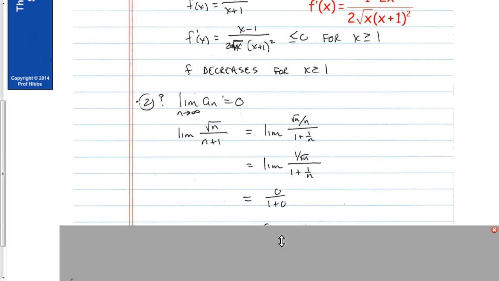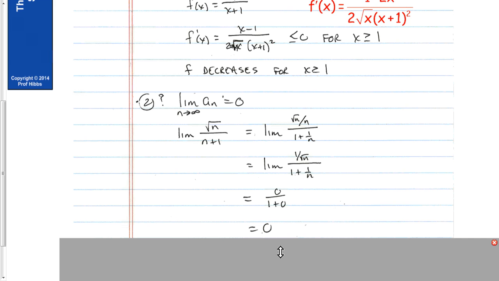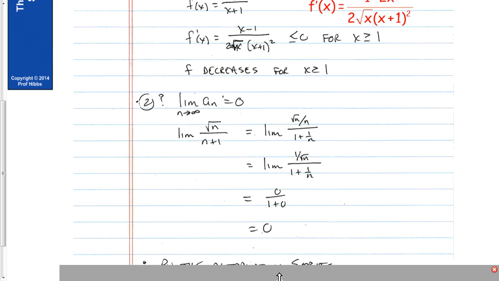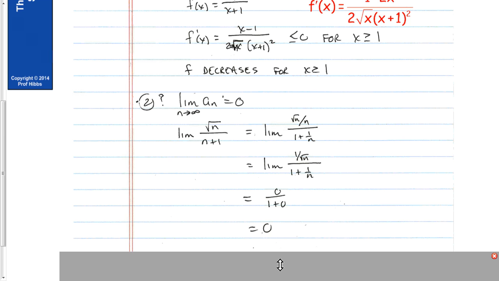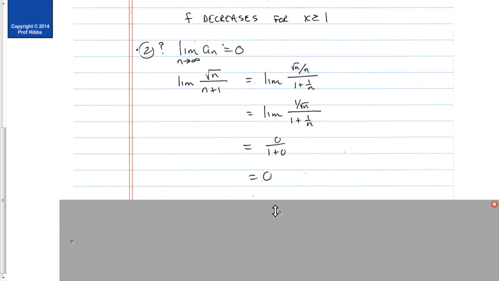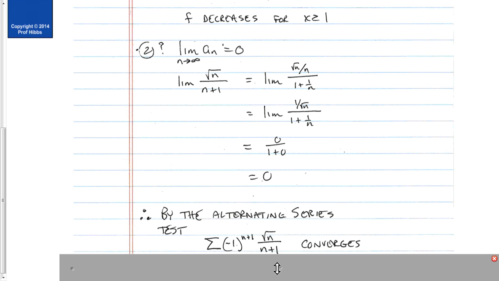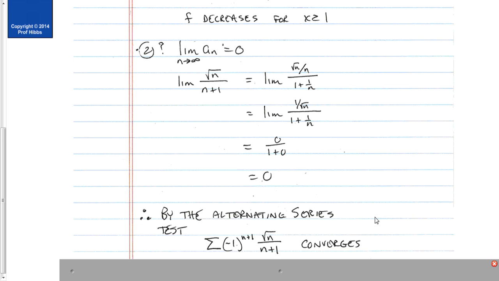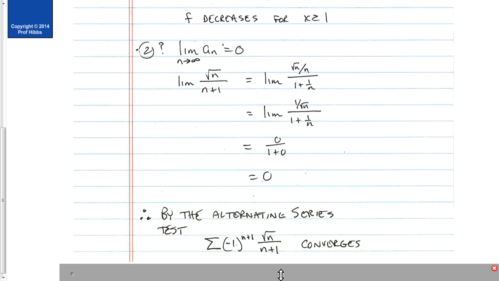And let me remind you, you can always slow this down. You can pause and think about some of these steps as we go through them. But I don't want to belabor the point. I know that you're an expert at finding limits at this point. So the limit of the a sub n's is 0. The a sub n's are decreasing, and so by the alternating series test, the series that we were looking at does, in fact, converge.